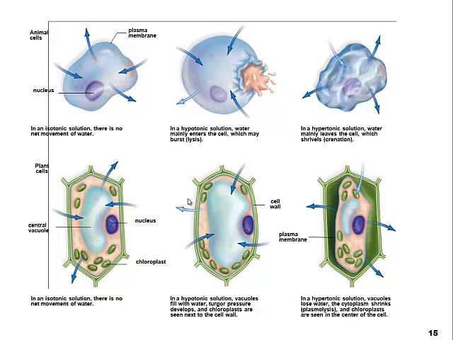So water moves in and the central vacuole pushes out against the cell wall, creating this thing again we call turgor pressure. And here's plasmolysis that we just talked about. Put a plant cell in a hypertonic solution and plasmolysis occurs.